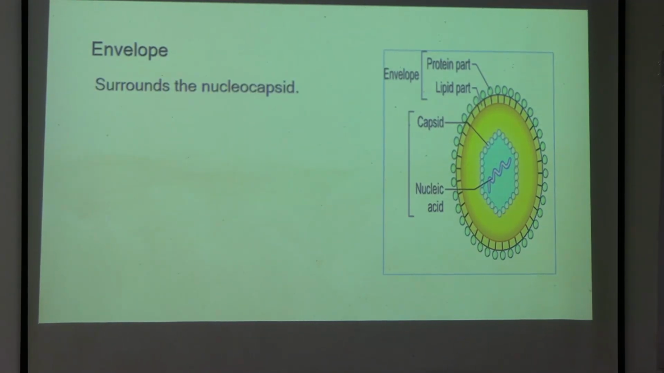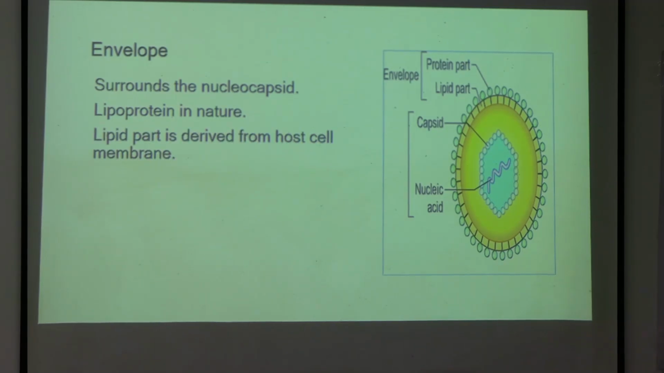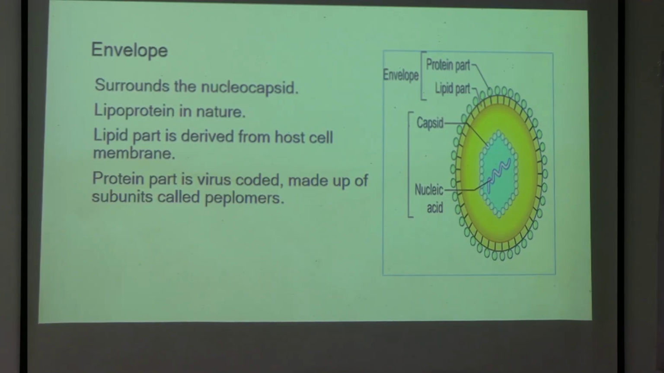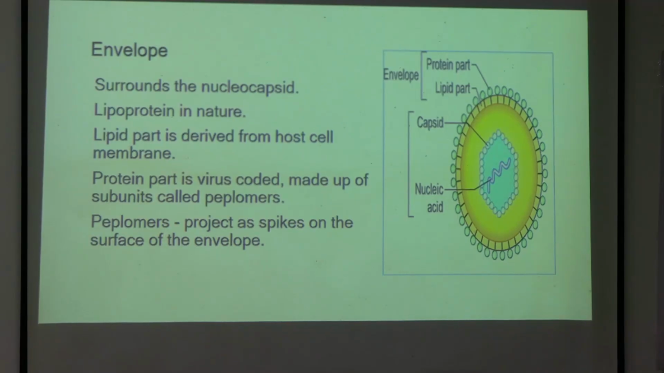So this is the envelope. I told you it surrounds the nucleocapsid, okay? It is lipoprotein in nature. The lipid part is derived from the host cell. What is host cell? Yes, exactly, okay? And the protein part is virus coded, and it is made up of the peplomers, okay? So what are the peplomers? Can you see there are spikes surrounding the virus? Yes, these are the peplomers.